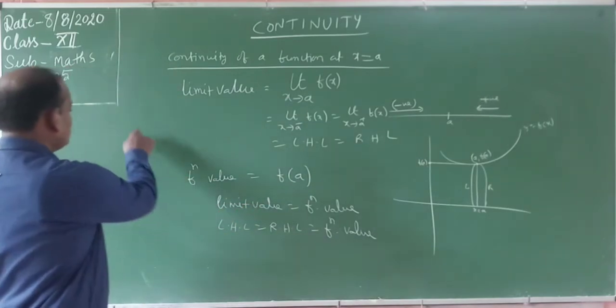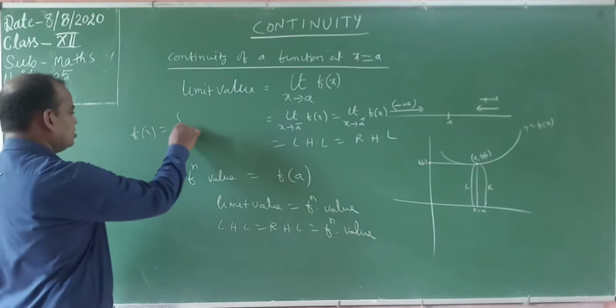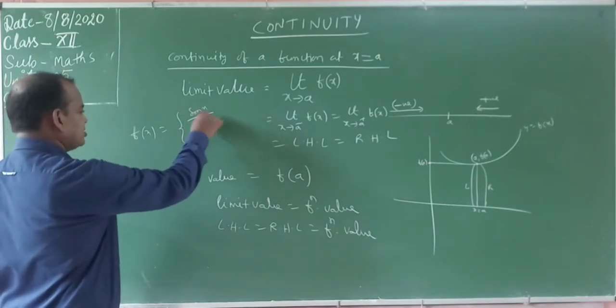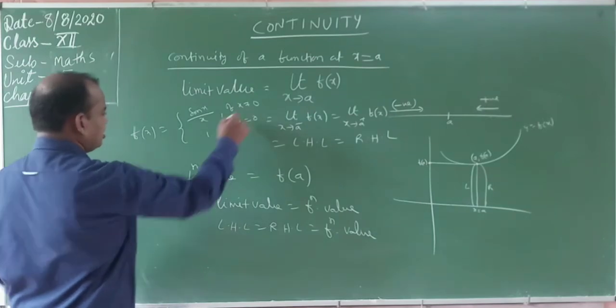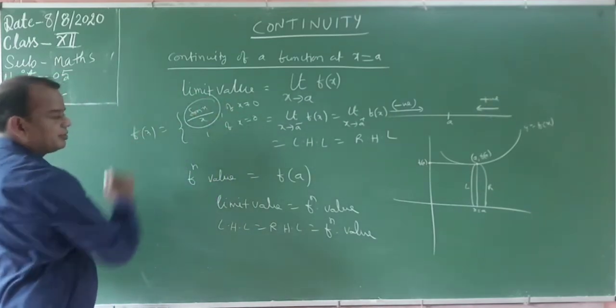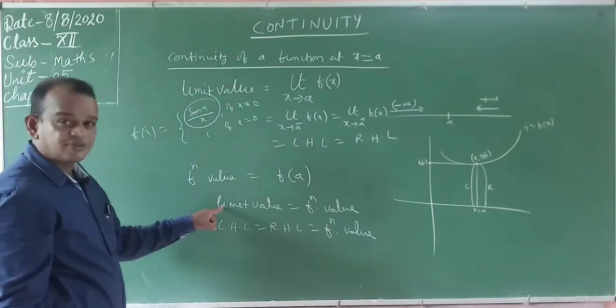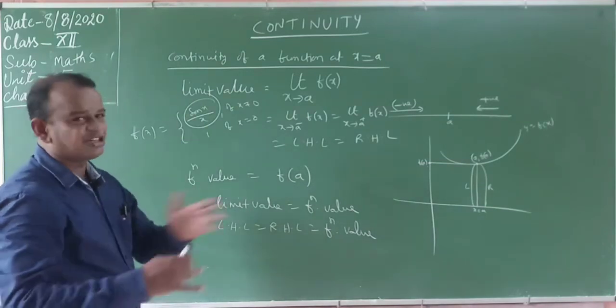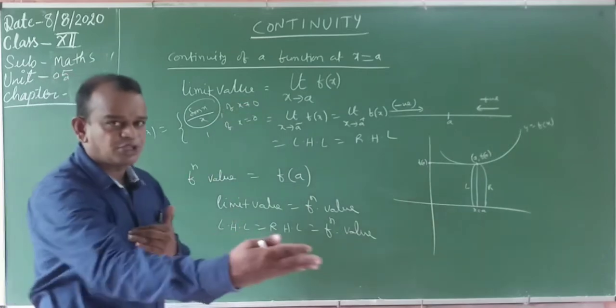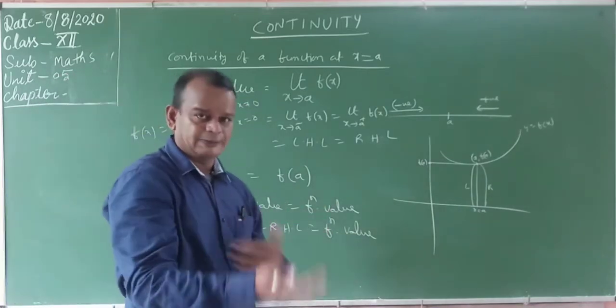Suppose f of x is equal to sin x by x if x is not equal to 0, and 1 if x is equal to 0. Here only one function is there. In this case we will directly find the limit value as x tends to 0. Not equal to 0, approaches 0, means either from the left side or the right side.